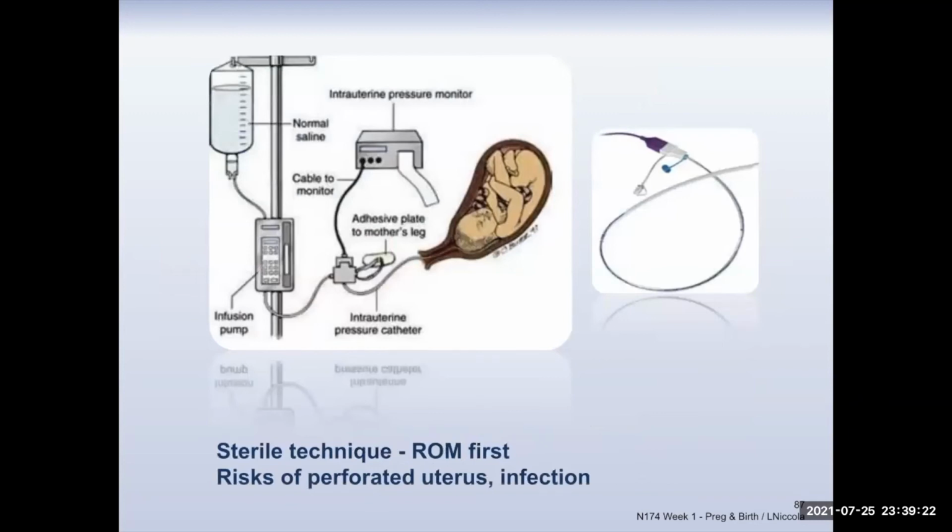Okay, it's a sterile technique. Risks are perforated uterus and infection. So nurses are trained how to do this and how to prevent a perforated uterus. There is a harder plastic guide, but that does not go into the uterus. It goes up to the cervix. We thread the catheter through that. So it's kind of hard to perforate the uterus as long as that guide is not pushed up into the uterus.